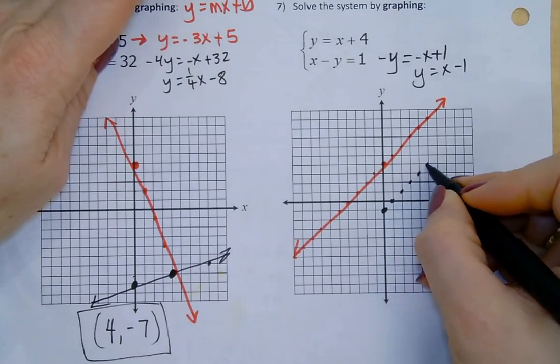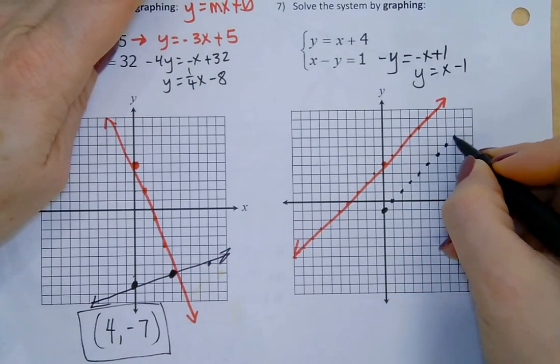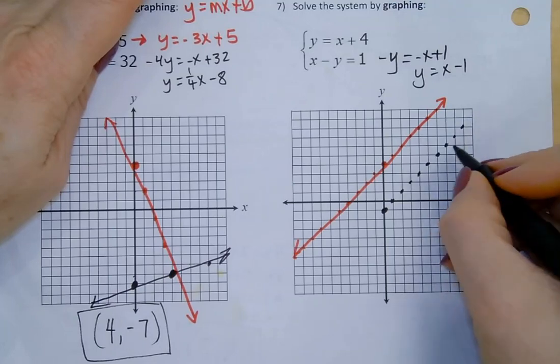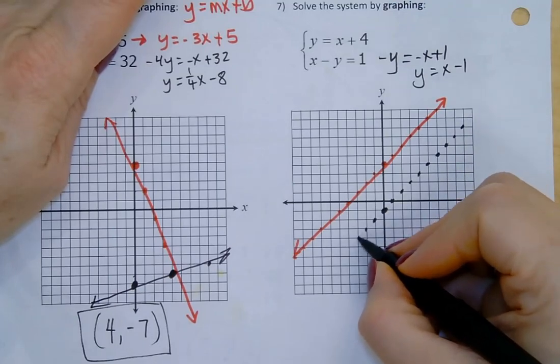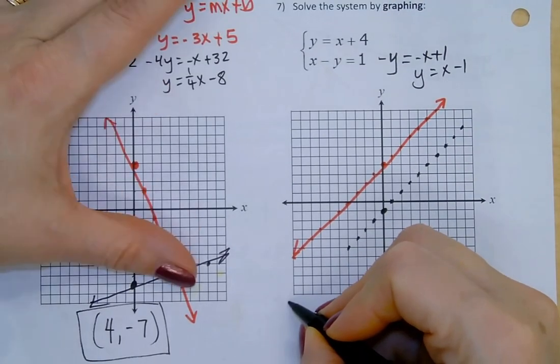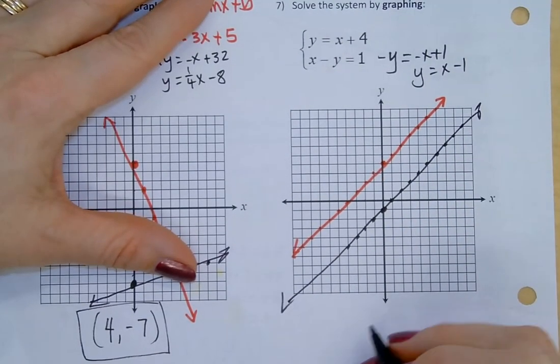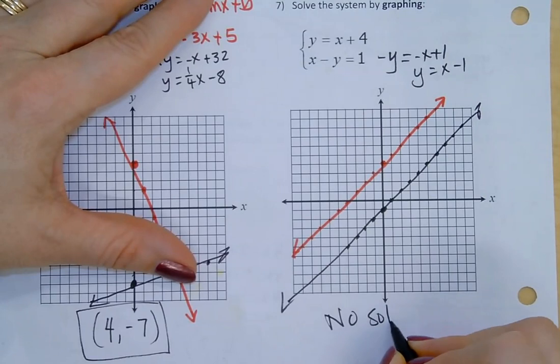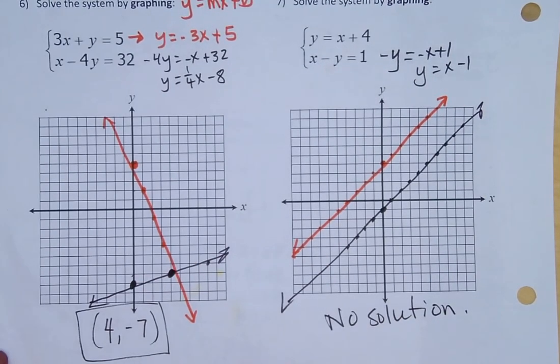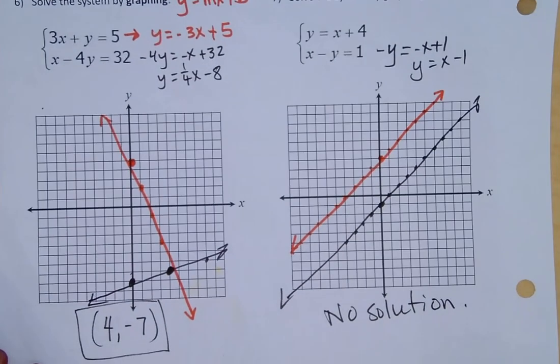I know already that I have the same exact slope with different y-intercepts. So what that means is that my two lines are parallel and they will never meet, so there is no solution. No solution there. Okay, good luck when you get ready for your quiz.